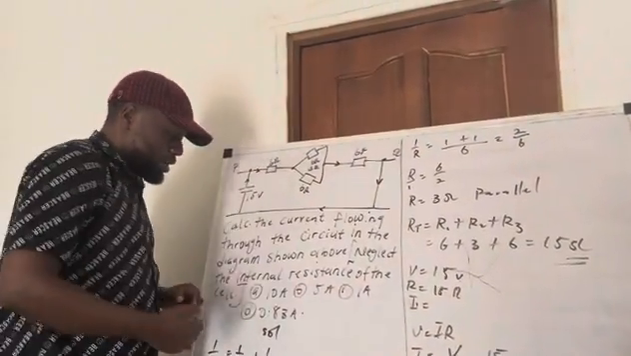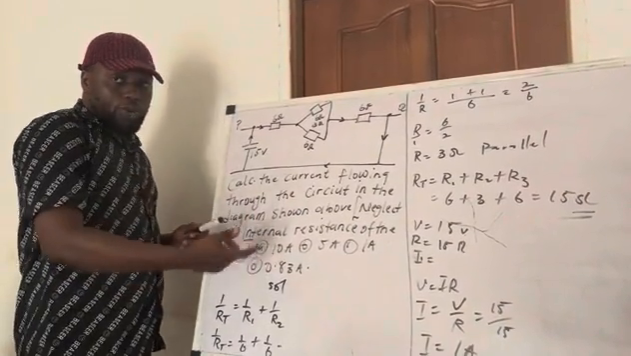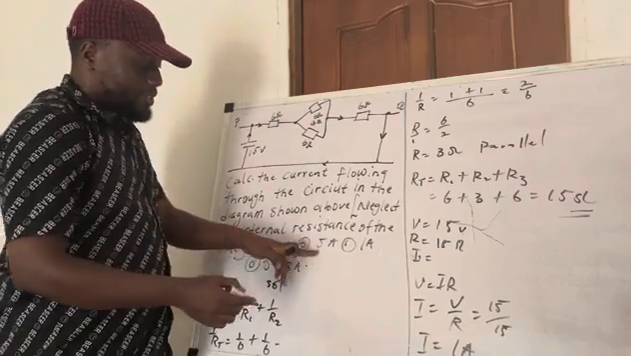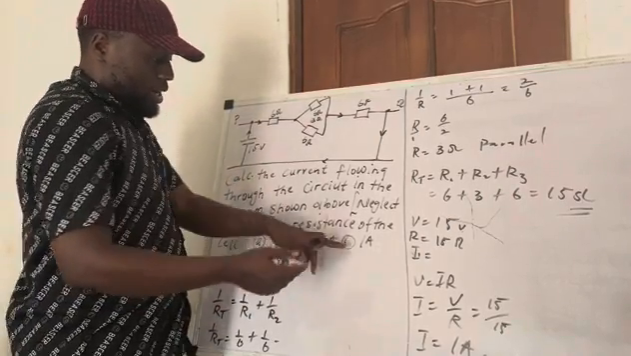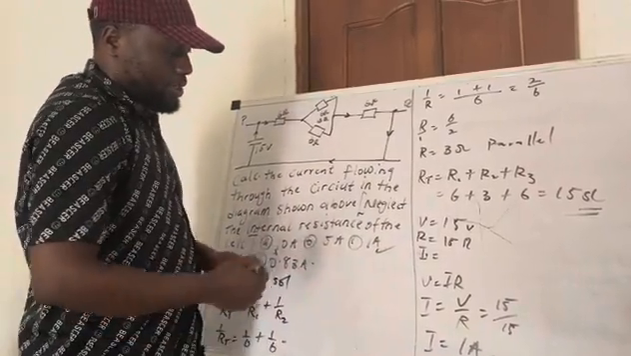So let's come to the options given to us. The first one is 10 ampere, which is wrong. The second one is 5 ampere, which is wrong. And the third one is 1 ampere. So this is the correct answer for the circuit.